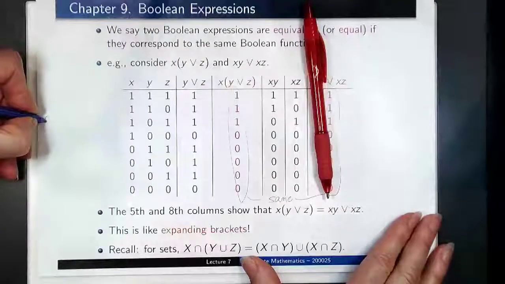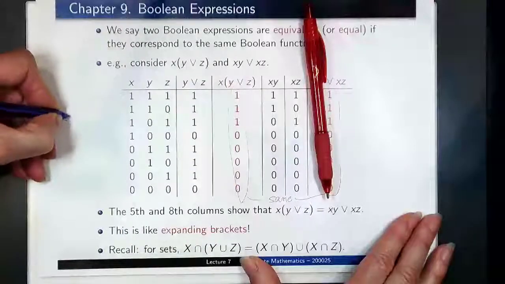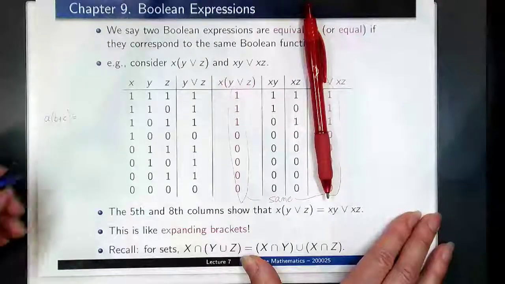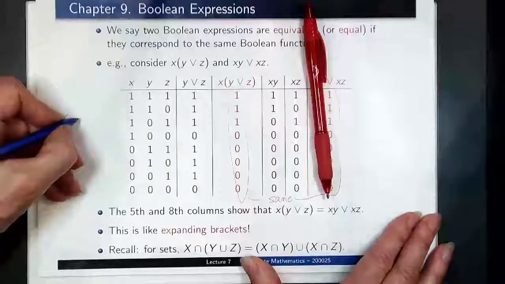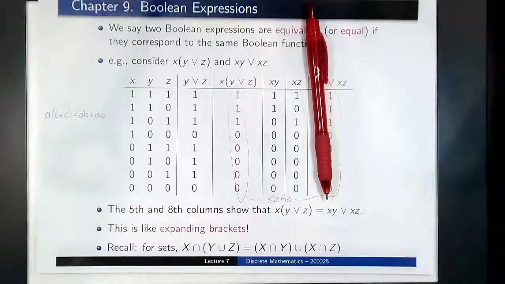Say I've got A times B plus C. You can all expand that out, can't you? It's AB plus AC.